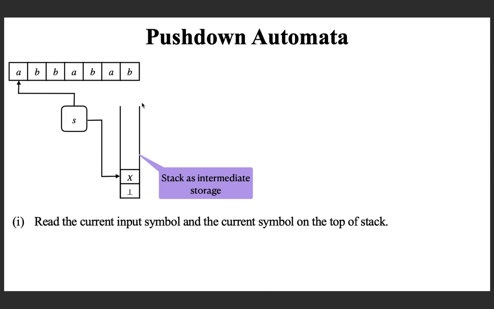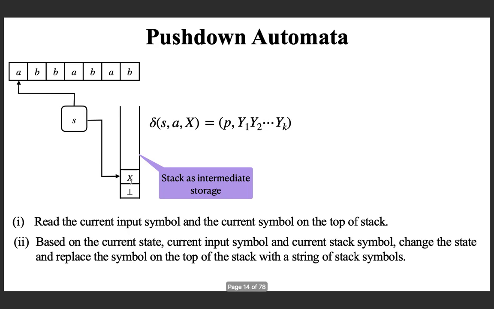And what is a transition? A transition needs to read the current input symbol, in this case small a, and the current symbol on the top of stack, which is capital X. So a transition will be characterized by the current state S, the current input symbol small a, and the current top of stack symbol, in this case capital X. And then the transition defines the next state, and also a string of stack symbols which will replace the top of stack symbol capital X.